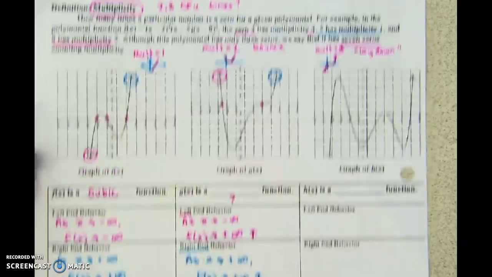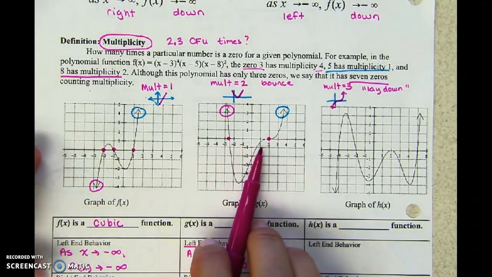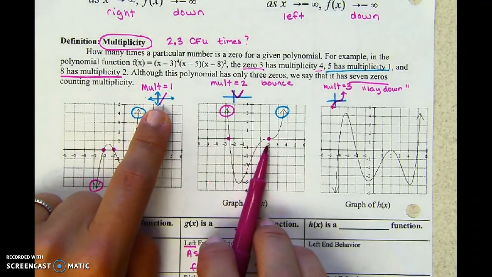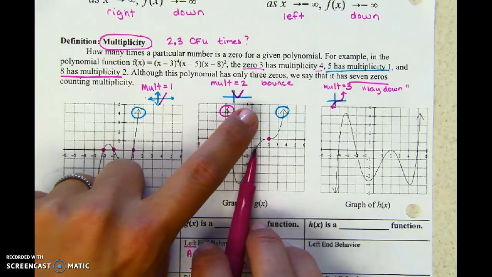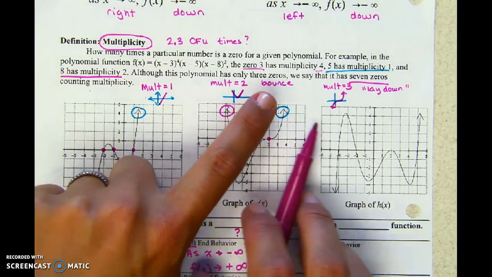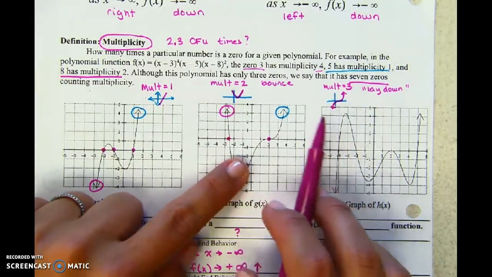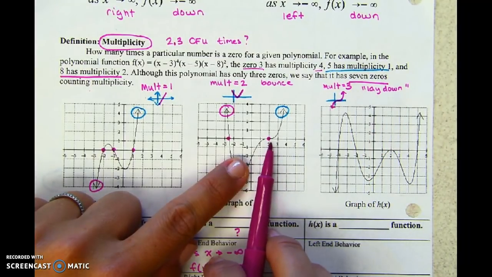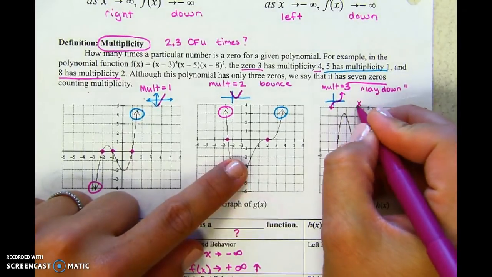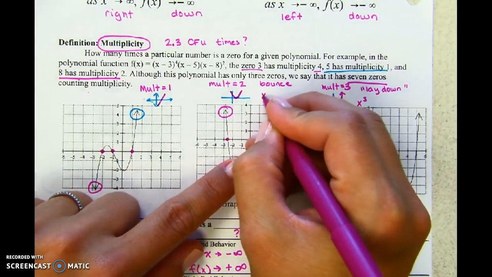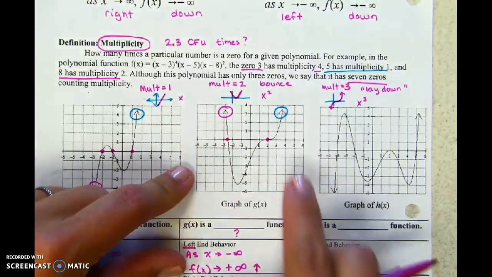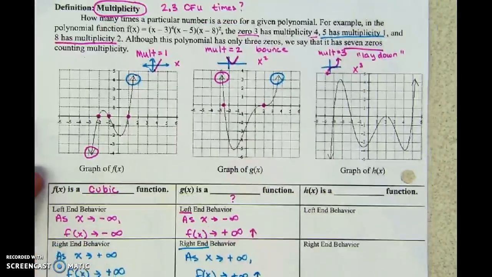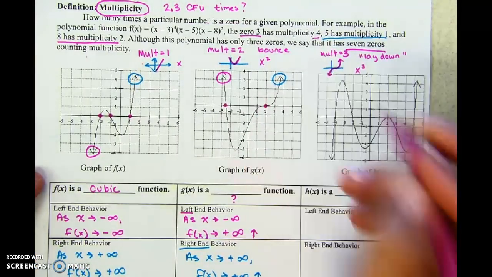Finally getting exciting. You tell me, does it cross? Does it bounce? Or does it kind of lay down and then keep going? See how it kind of lays down and then keeps going? So this has a multiplicity of 3 because it actually looks like an x cubed, and this looks like an x squared, and this looks like an x. So it actually looks like an x cubed locally, looking right at the 2.